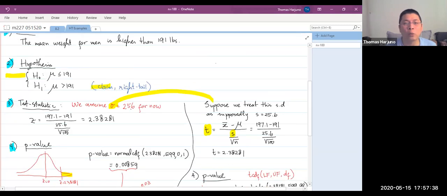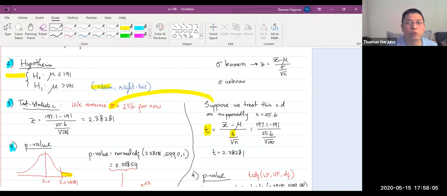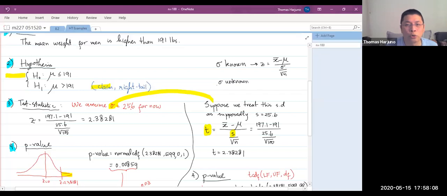if we are testing with sigma known, then we will use Z equals X bar minus mu over sigma over square root of n. Now, suppose sigma is unknown. Then we use S, the sample standard deviation, in place of sigma. In that case, we use T equals X bar minus mu over S over square root of n.